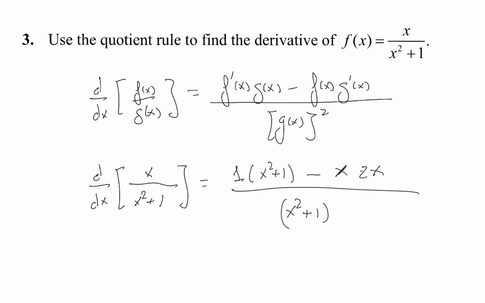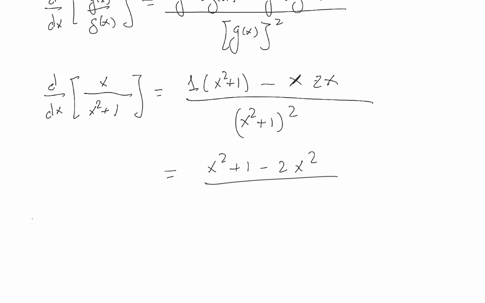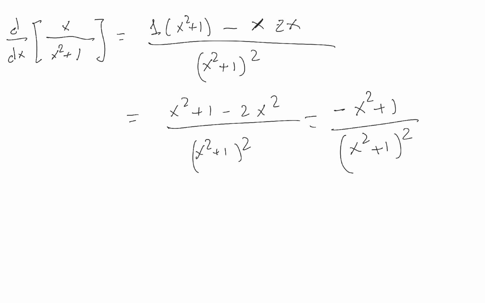x squared plus 1 squared. So this will be equal to x squared plus 1 minus 2 times x squared, divided by x squared plus 1 squared. And this will be x squared minus 2x squared, which is minus x squared, plus 1, divided by x squared plus 1 squared. And this is the result. I leave you to go a little bit further to try to simplify this expression.